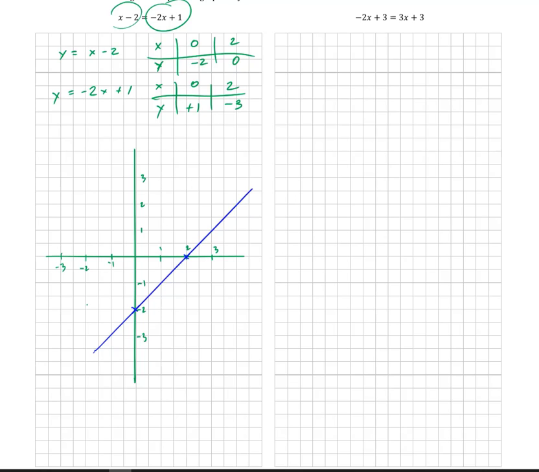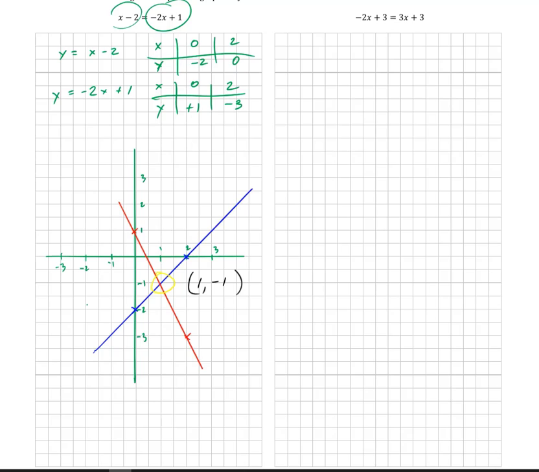Now let's do the next one. I'll just change my color here. So I've got 0 comma plus 1, so it's going to be there, and my next one is going to be 2 comma minus 3, and I'll join those lines. Again, a little bit trickier on a tablet here. And then I'm looking for where it actually crosses over, which is this area in here, and that's going to be 1 comma minus 1, and that's my solution.